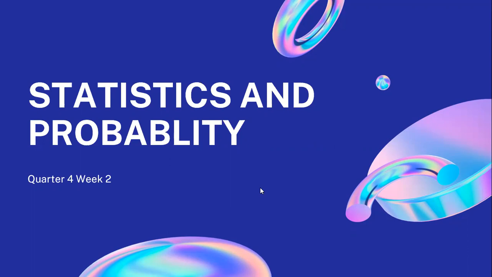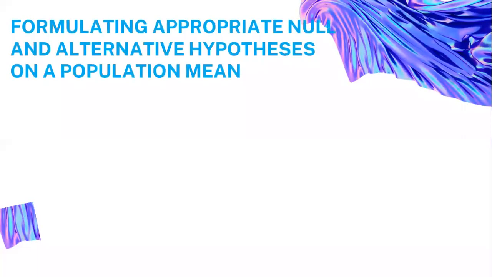For today's discussion, we will have two modules, in which the first module is entitled Formulating Appropriate Null and Alternative Hypothesis on a Population Mean. Last week, you learned that there are two types of hypotheses, the null and alternative hypothesis. But this time you need to formulate them based on the population mean, so coming from the parameter.